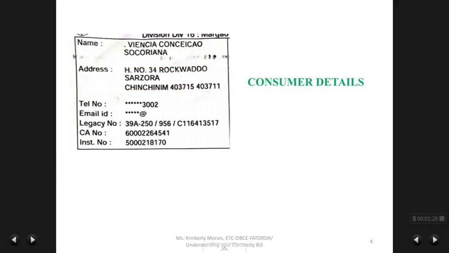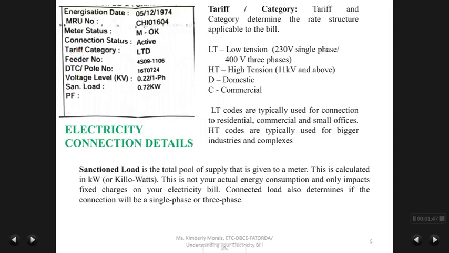Now the first section, the one that I've highlighted, tells the consumer details. The bill is for your home, and it will tell your details. In this case, the electricity bill is in my mother's name. So the name given over here, the address, the telephone number, email ID. I went through only these things. Then next, this is the second section that I went through.